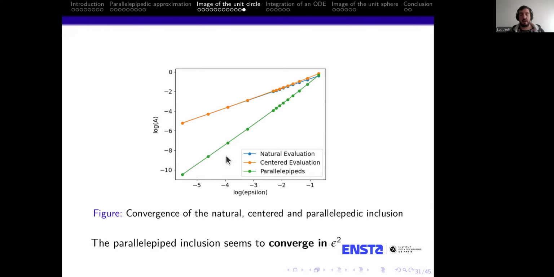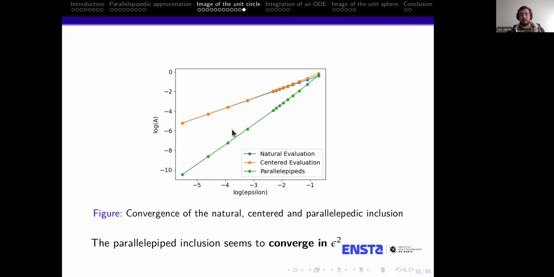So it seems like our parallelepiped inclusion converges in epsilon square. We still have to prove that, but this result is telling us that it should be converging in epsilon square.